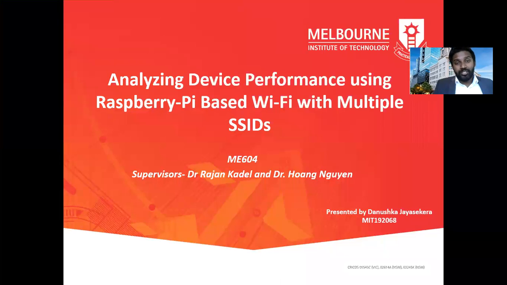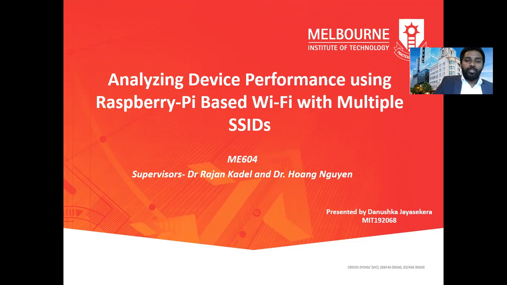My name is Danushka. This project is all about doing a comparative analysis between two of the main devices, Apple and Android, based on their performance in a Wi-Fi networking environment. This Wi-Fi network has been configured using a programmable device called Raspberry Pi. The other specialty of this Wi-Fi network is that it has been configured with two SSID frequencies.